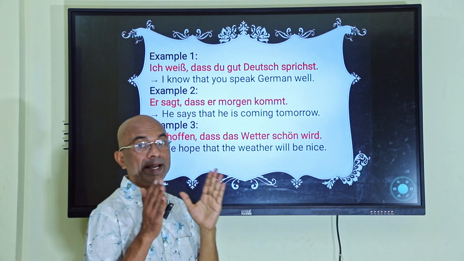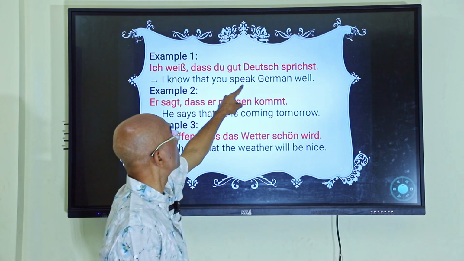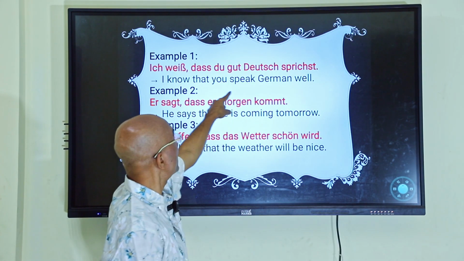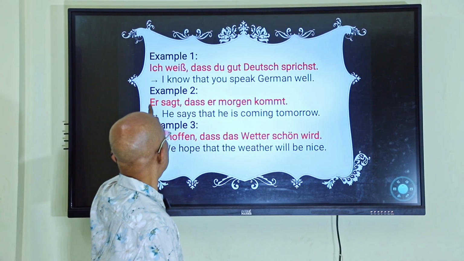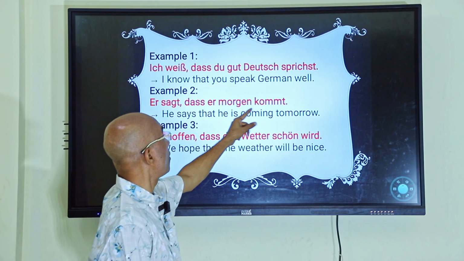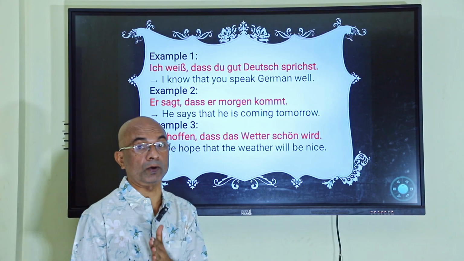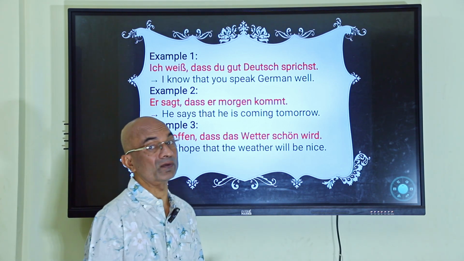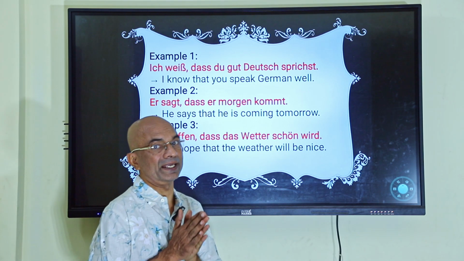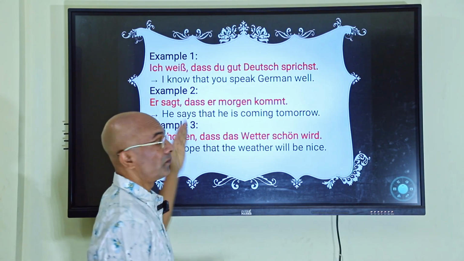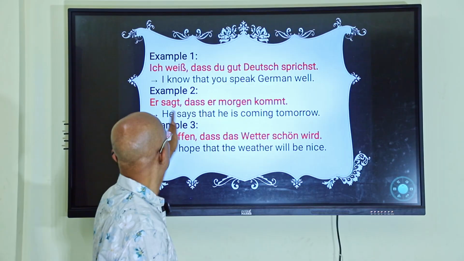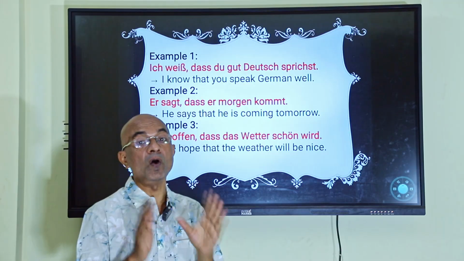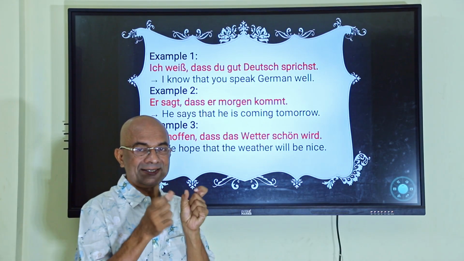Ich weiß, I know, dass du gut Deutsch sprichst. I know that you speak German well. Okay? And er sagt, dass er morgen kommt. He says that he is coming tomorrow. Or wir hoffen, dass das Wetter schön wird. We hope that the weather will be nice. Okay? So, ich weiß das. I know that. Er sagt das. He says that. Wir hoffen das. We hope that. So, always connecting two sentences.